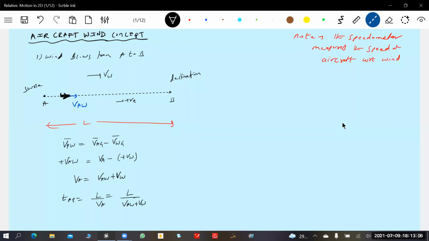Similarly, if the wind blows opposite to the direction of motion of the plane, the plane will start again, this will be the source, this will be the destination.